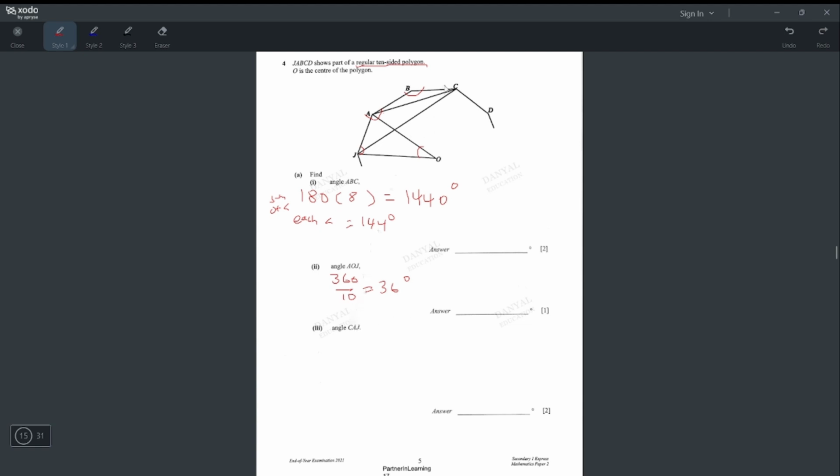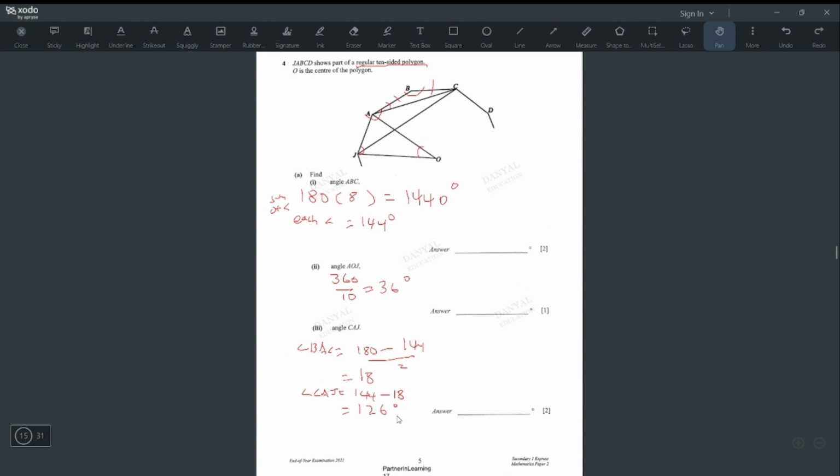And we also have angle CAJ, which is a bit more difficult. We can find this angle by first finding what BAC is. We know that AB is equal to BC, which makes ABC an isosceles triangle. That means angle BAC would be equal to (180 minus angle ABC) divided by 2, which is (180 minus 144) divided by 2. So this would give us 18 degrees. So angle CAJ would just be equal to 144 degrees minus 18, which gives us 126 degrees.